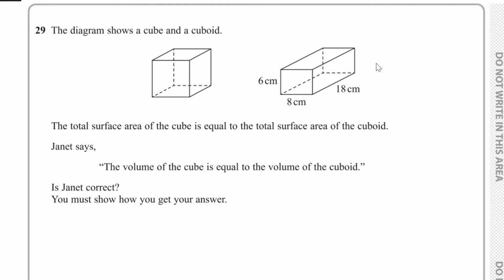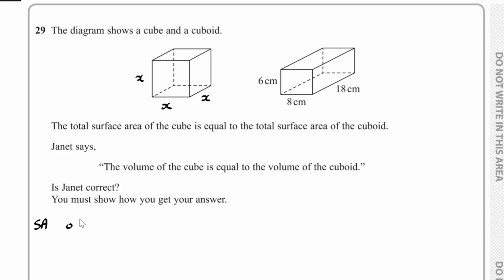Well, the first thing we can do is find out the surface area of these shapes. We can find out the surface area of the cuboid first of all, and if we find out the length over here, say x of the cube, obviously it's a cube, it has the same length everywhere, we can find out the volume here, and we can also find out the volume here, and if they're not equal, then she's incorrect. Let's first of all find out the surface area.